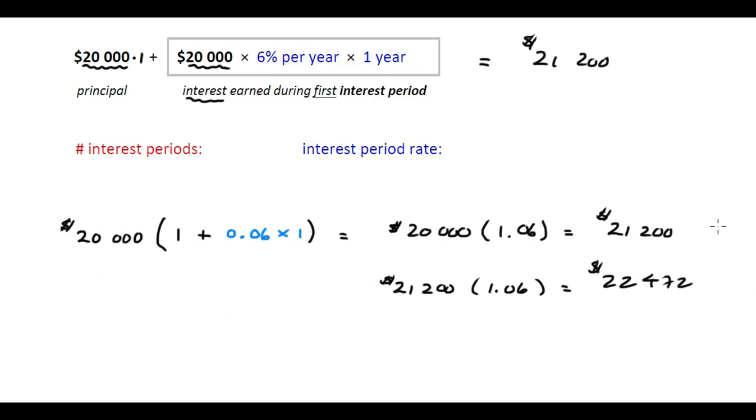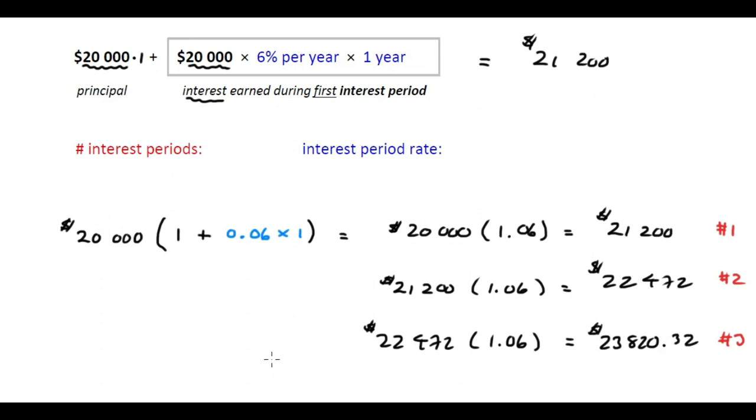And I guess we can number these. This is interest period number 1, or row number 1. This is interest period, or row number 2. And of course, we got one more left. And we'll just repeat this one last time. 22,472, and the final interest period will, yes, be increased by 6%. And if we multiply it by that 1.06, we'll get our final balance, which I forgot what it is, but it is here in front of me. It's $23,820, and yes, 32 cents as well.